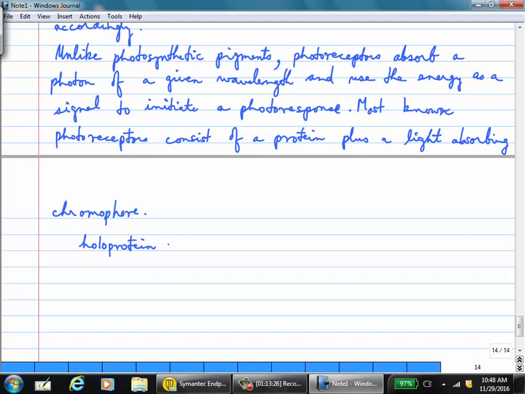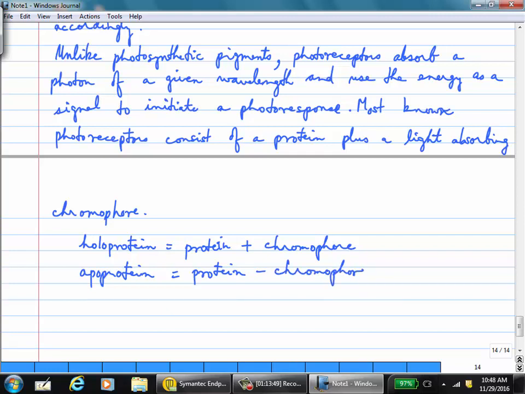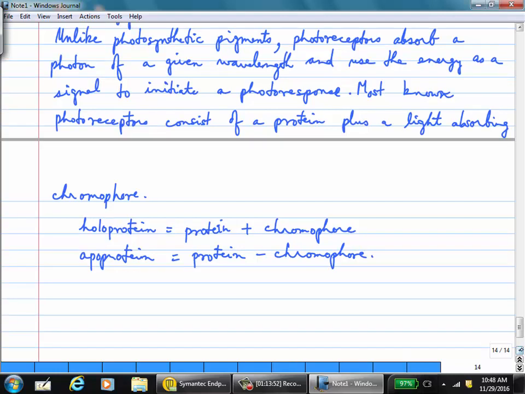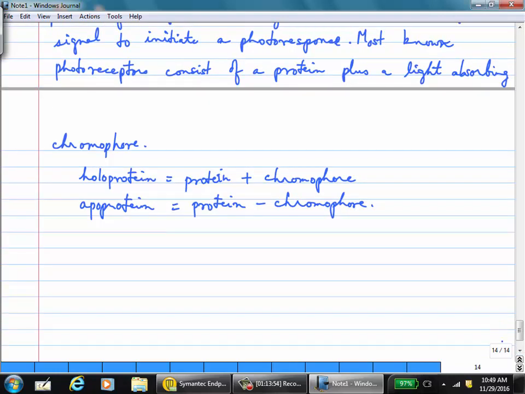So holoprotein is protein plus the chromophore, and apoprotein is protein minus the chromophore. Now the different kinds of photoreceptors that we will talk about are the following. So photoreceptors.